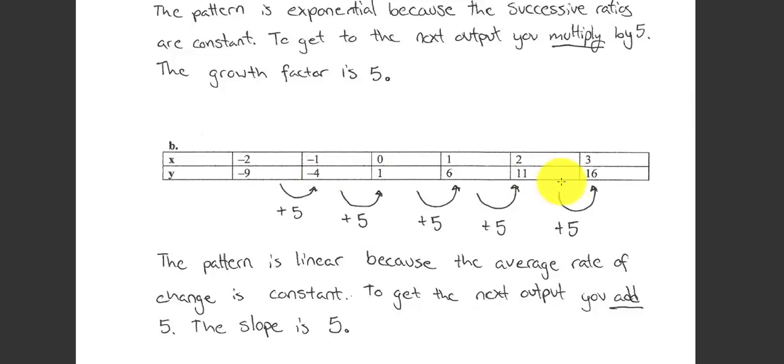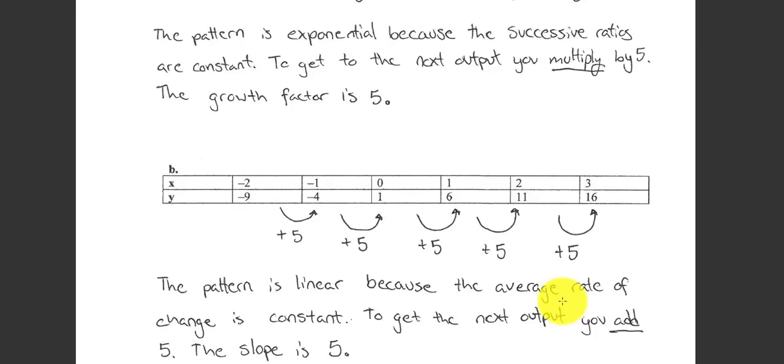Also, you could say the average rate of change is constant, right? If we were to try y2 minus y1 over x2 minus x1. But just remember, your denominator is always going to be 1, because 3 minus 2 is 1, 2 minus 1 is 1, right? When we're increasing our input by 1, the denominator is always 1.